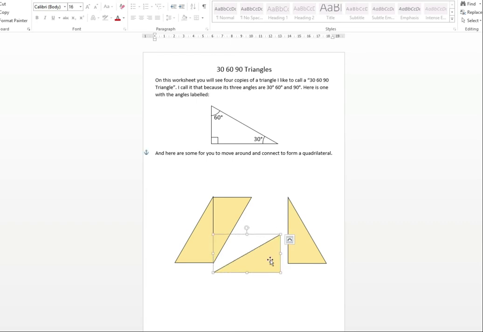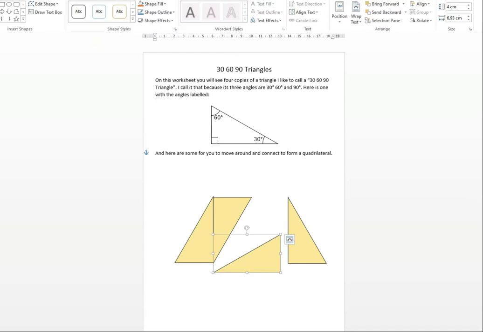And if you want to flip a triangle back to front, you can go to Format and then where it says Rotate, if you click there, you have options to do a vertical flip or a horizontal flip. So in that way, you can do everything the same as somebody who's working with paper cutout triangles.